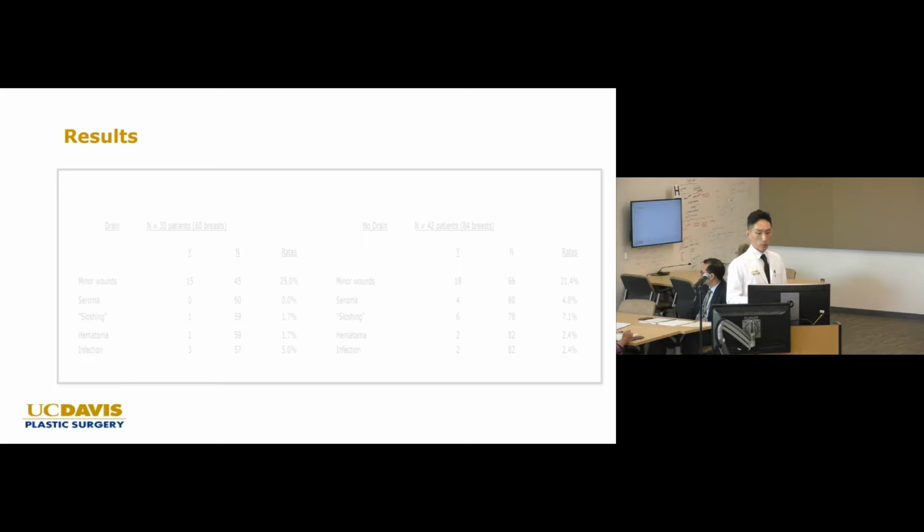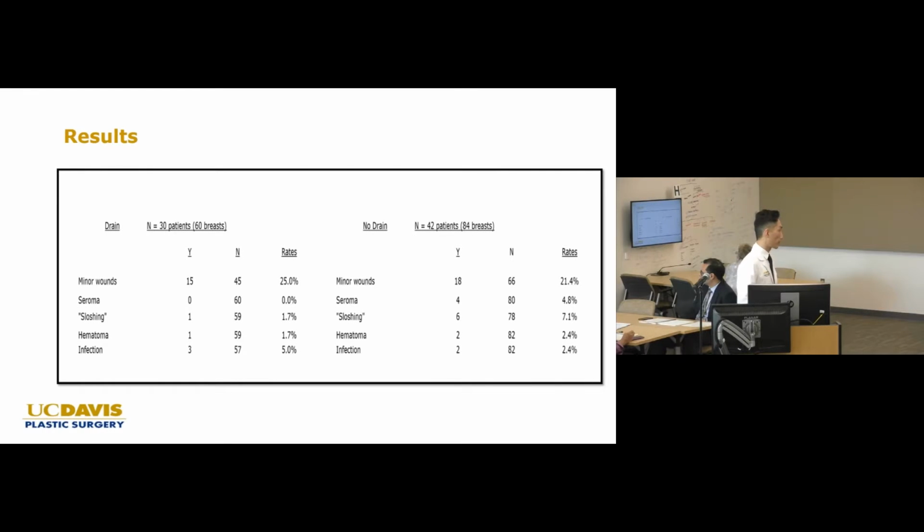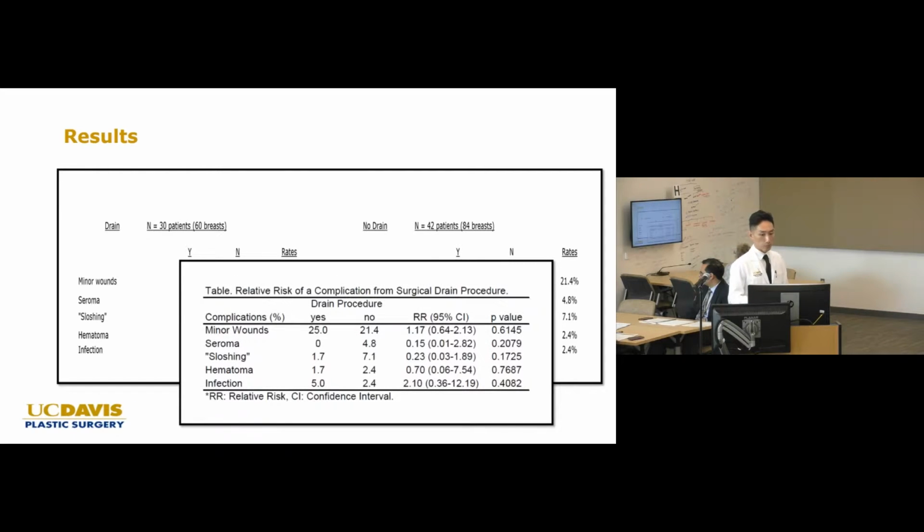And our results, what do we find? Surprisingly or unsurprisingly, there were no statistically significant differences in our outcomes. These are just big global outcomes: minor wound complications, also seroma, hematoma, infection, and also a subjective category we like to call SWOT, patients who survive. So that was something we tried to capture with the chart review. But again, when you take a look at the data analysis, there's actually no significant difference.